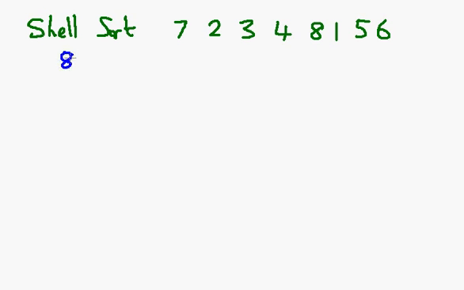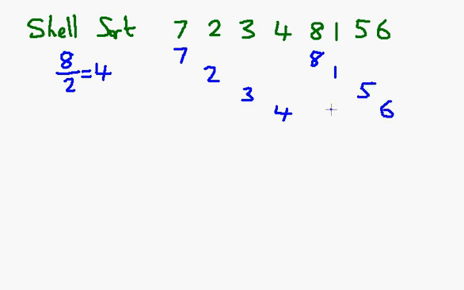So what I'm going to first do is take the 8 numbers and halve that and get to 4. So that tells me that I need to split these 8 numbers into 4 separate groups. And how I'm going to do that is I'm going to write 7, 2, 3, 4, 8, 1, 5, 6. This is how I'm going to split them, into 4 pairs, 4 groups of 2.